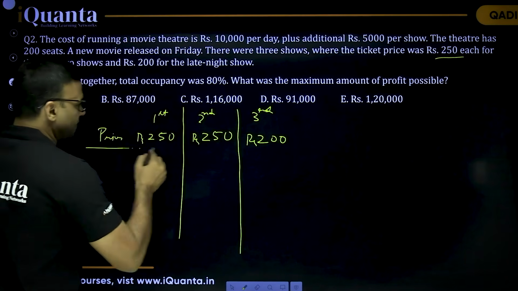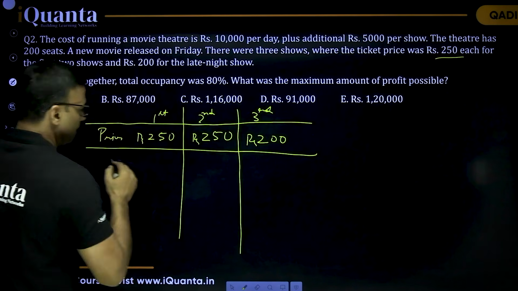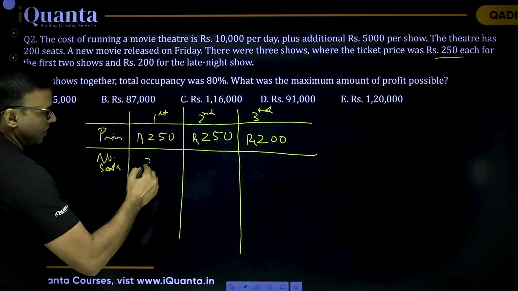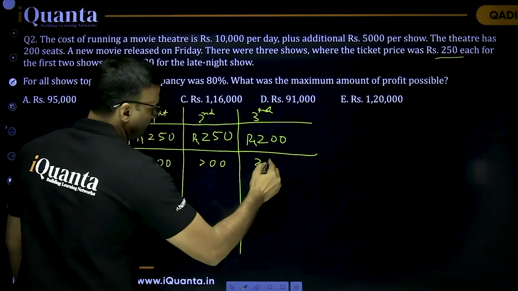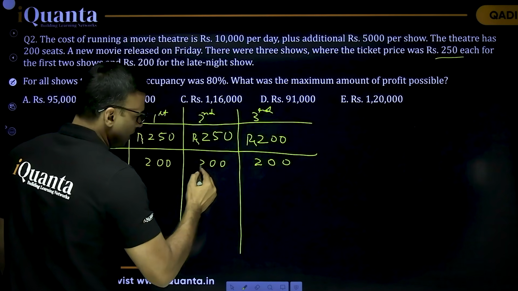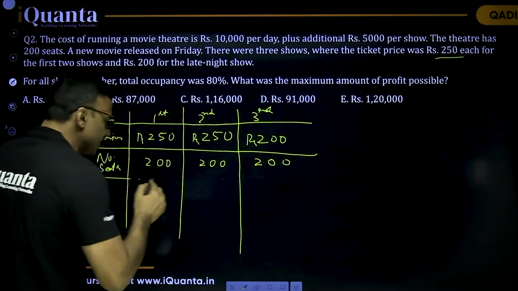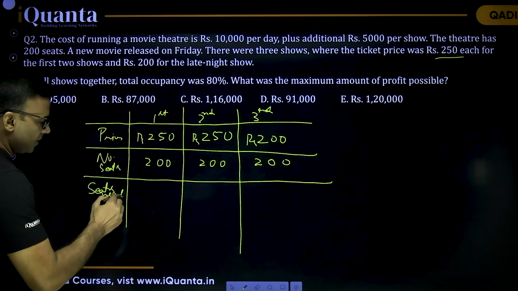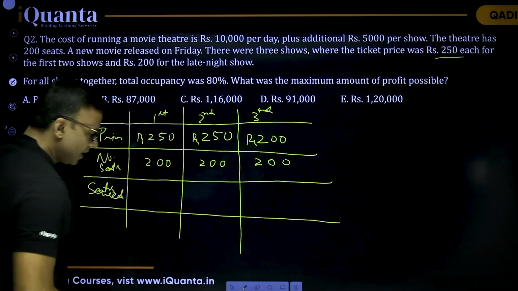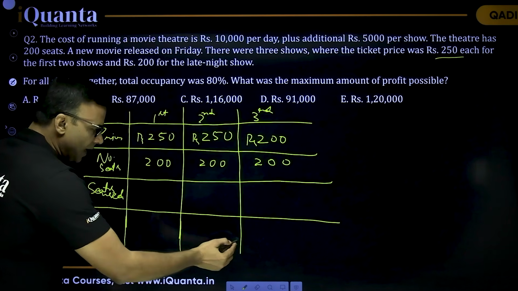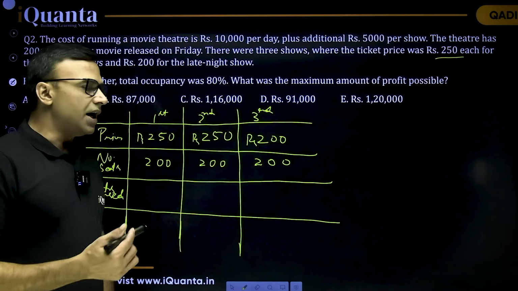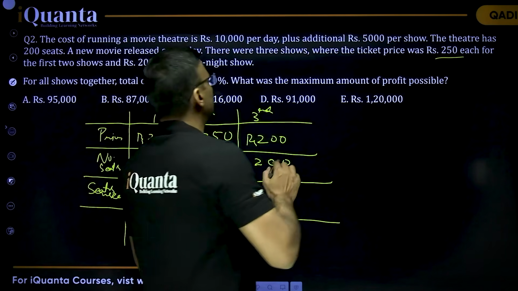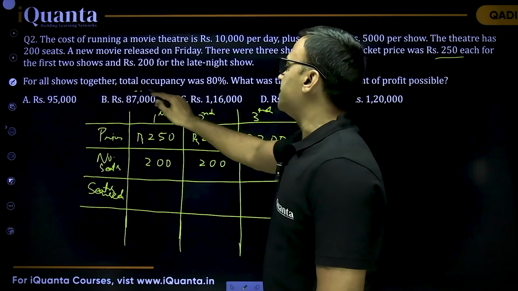Then we have the number of seats in each show, it is 200, 200, 200. Now the point is, these are seats available. How many seats are used? Because the tickets will be sold only for the seats used, right? And the amount of collection, or the revenue, will be calculated on the basis of the number of seats used. Okay? So the question here says that the total occupancy overall is 80%.